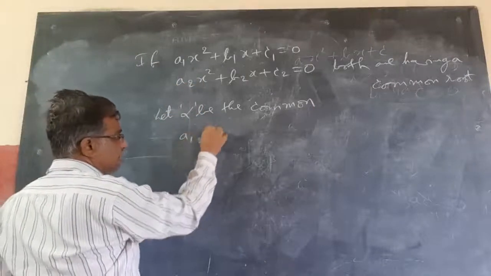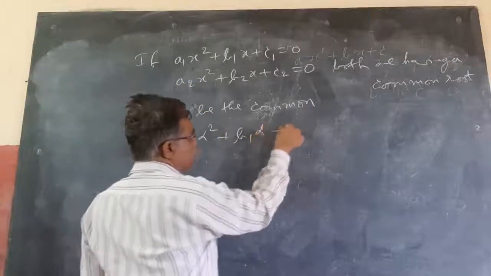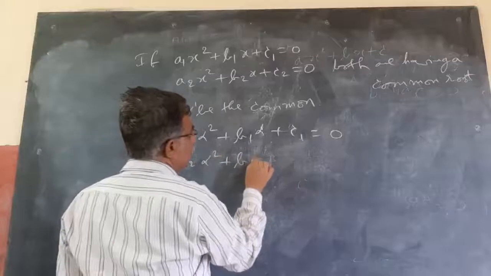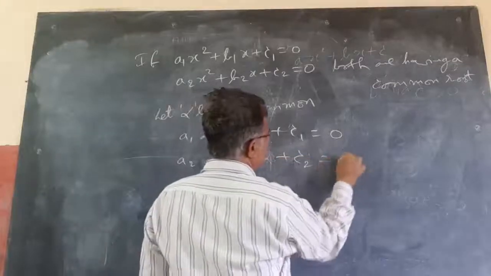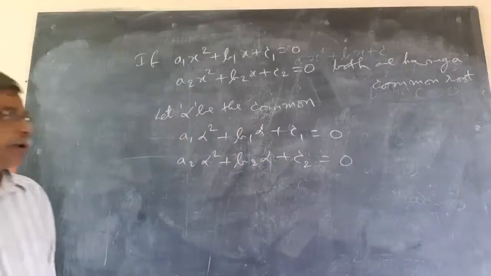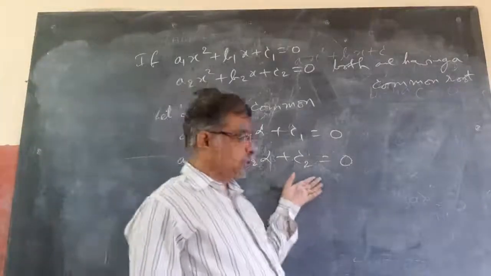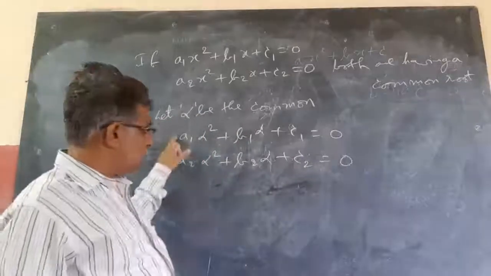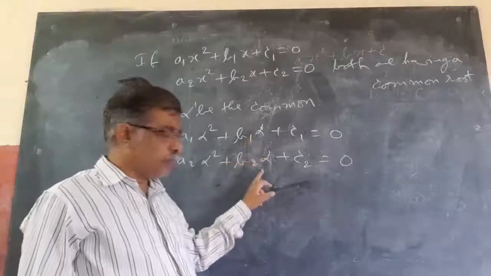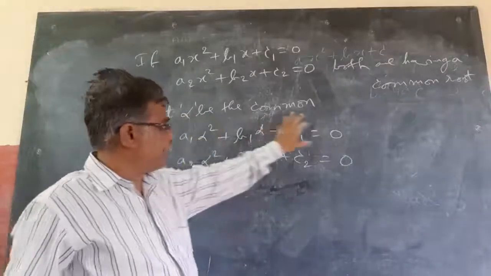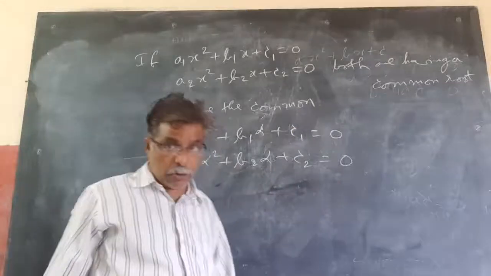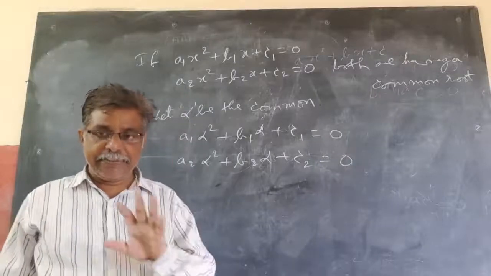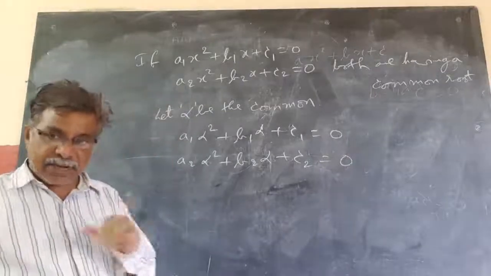Meaning a1 alpha square plus b1 alpha plus c1 equal to 0, and a2 alpha square plus b2 alpha plus c2 equal to 0. Learn the procedure, not the formula; it will be very useful. Even if you don't remember the formula, use this concept: let alpha be the common root. Now if I solve these two, I will get the alpha square value, like solving a1x plus b1y plus c1 equal to 0 and a2x plus b2y plus c2 equal to 0. You know how to solve using the elimination method or cross multiplication method. Your choice.